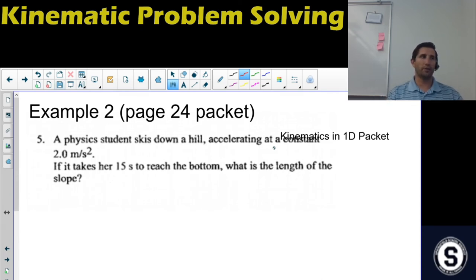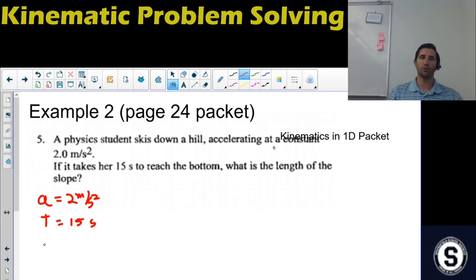Now we write down everything that we know and what it is that we're looking for. So I know that they have an acceleration of 2 meters per second squared. And I know that because it says it: accelerating at a constant 2.0 meters per second squared. The units tell me, and plus it says accelerating at. All right, then I know that it took 15 seconds to do it because it says that, 15 seconds to reach the bottom.